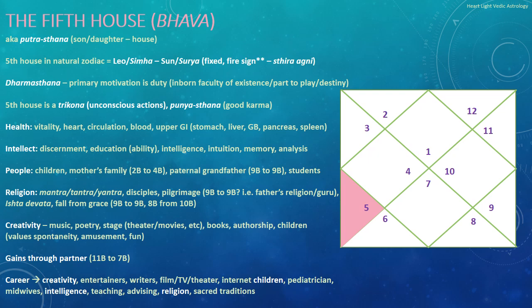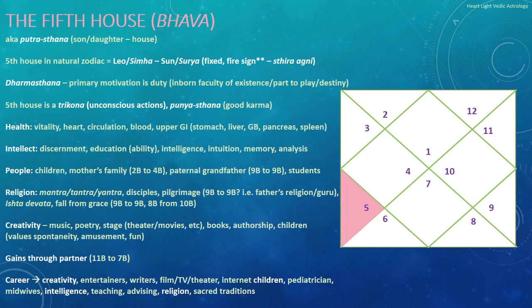The other thing here is that the fifth house is also considered a punya sthana. Punya means good karma. So when you're looking at the fifth house, and also the ninth house, those are two punya sthanas, and so you can start to assess what potentially good karma somebody has.